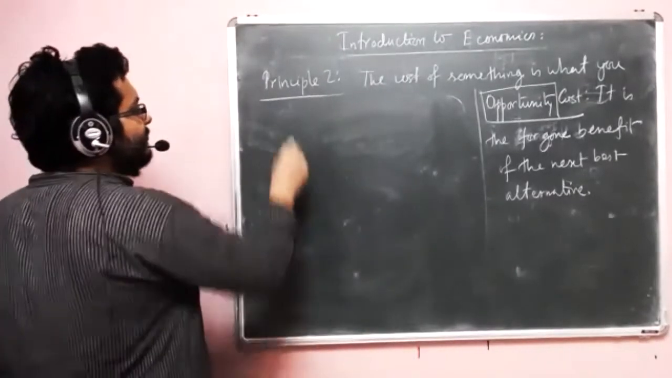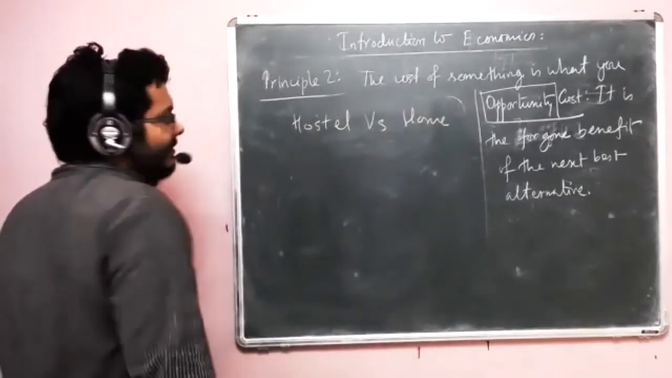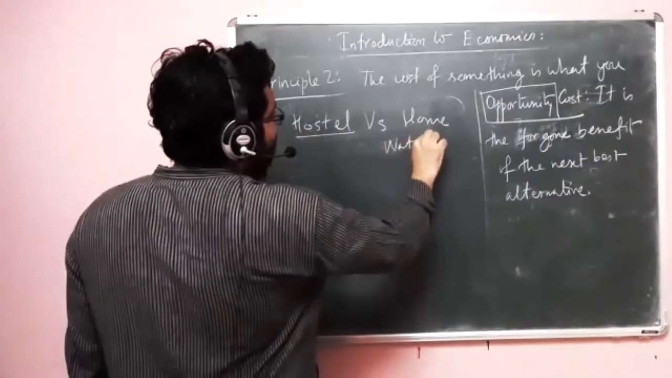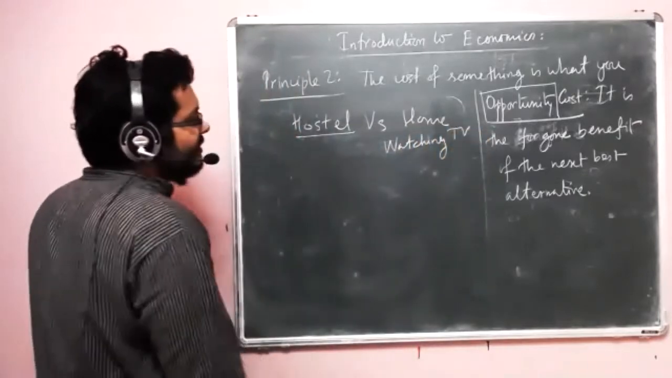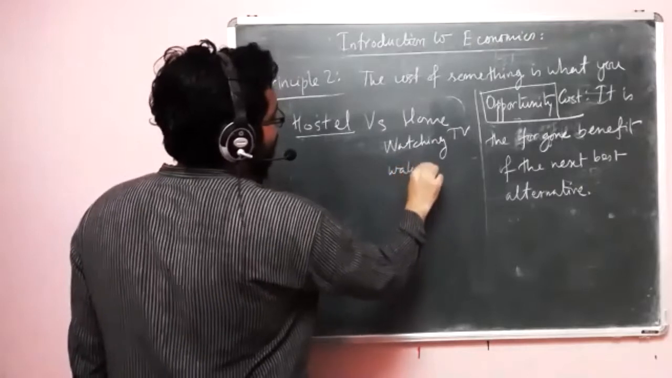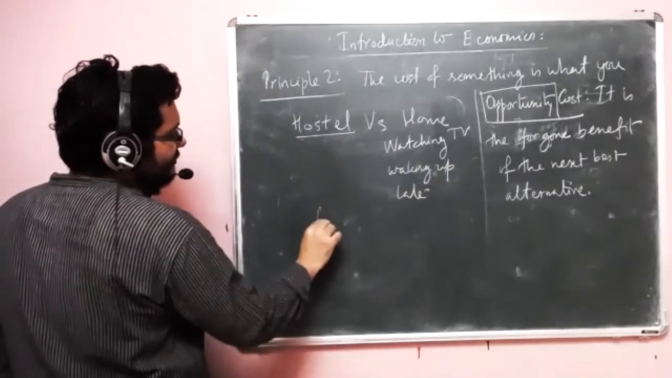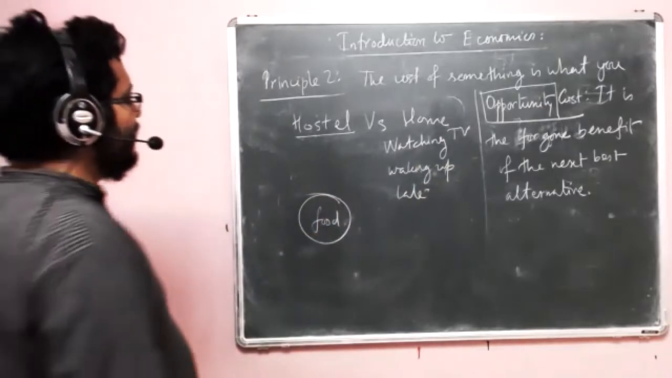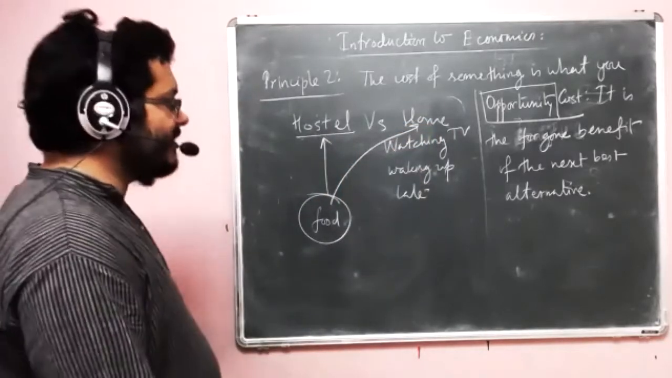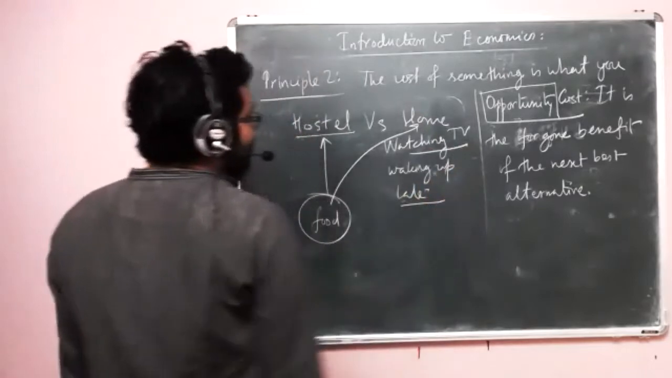So let us take a far more concrete example. If I'm choosing between staying in hostel versus staying at home, if I'm talking about opportunity cost, then if you are in a hostel, the opportunity cost is probably watching TV. Or probably the opportunity cost is waking up late. But if you think of food, then that does not come in the picture of opportunity cost, because you have to eat in both cases. So that's not a foregone alternative. You don't give up food because you're in hostel, but obviously you give up watching TV, you give up waking up late if there is an option.